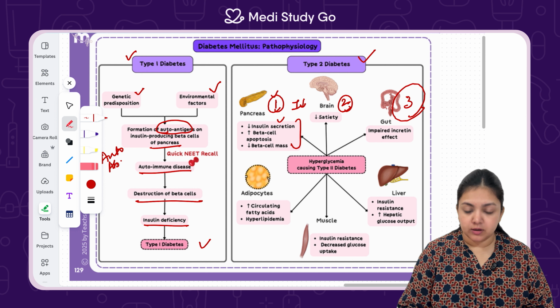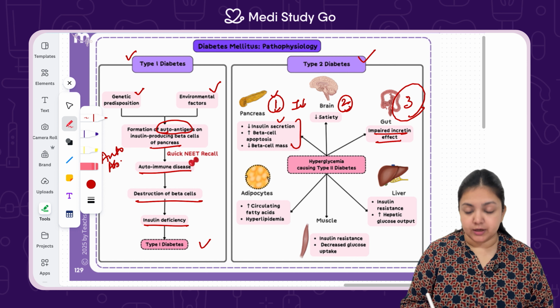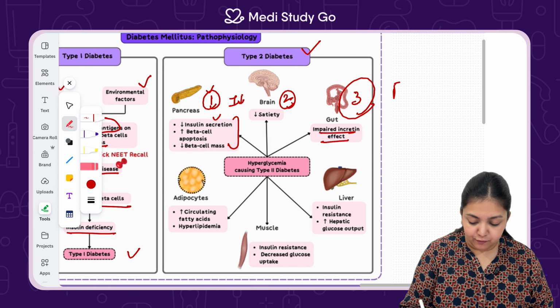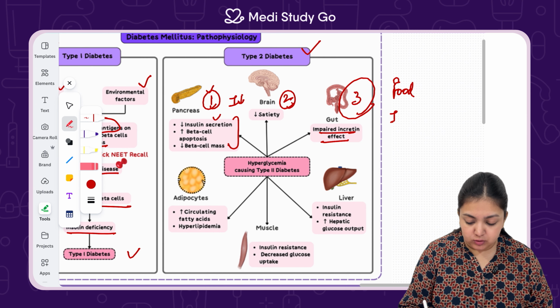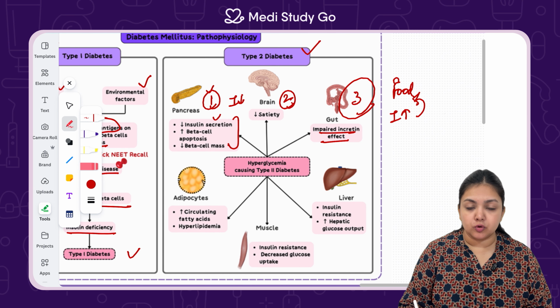Next, moving on to the organ system, which is gut. So in the gut, there is an impaired incretin effect. Now what happens is that when we have food, ideally, the insulin increases and that is going to absorb the food glucose and lead to less glucose present in the blood.